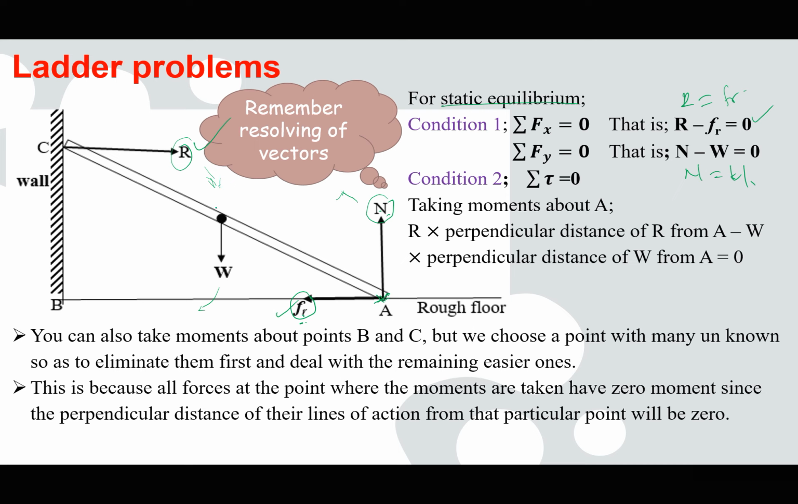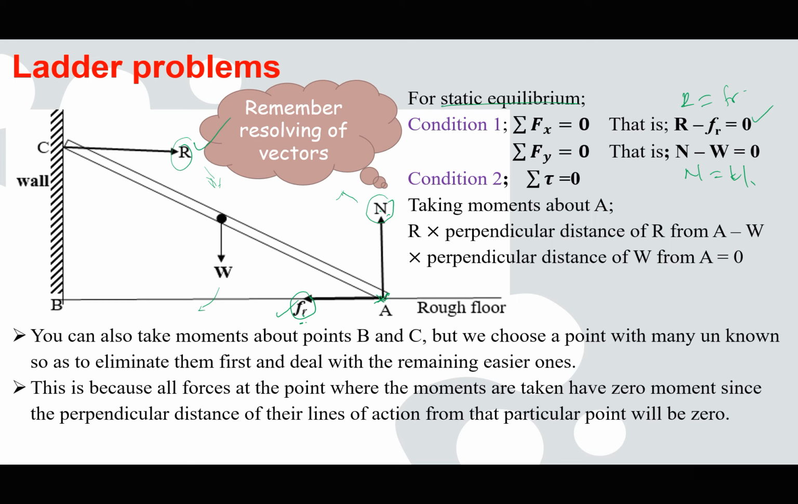So you can take moments about B and C, but we choose a point with many unknowns so that we can eliminate them first. That's why choosing A, if N and FR are not known, choosing A eliminates N and FR first. And I only remain with R. This is because all forces at the point where the moments are taken have zero moment, since the perpendicular distance of their lines of action from the particular point will be zero.